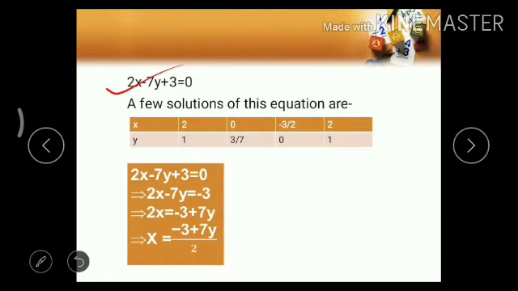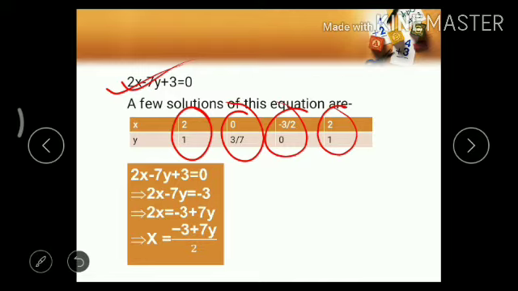These are called solutions of this equation, and by using these solutions you can draw a graph, and that graph will be a straight line. That is why, from the graph representation, this type of equation has its name, that is linear equation.